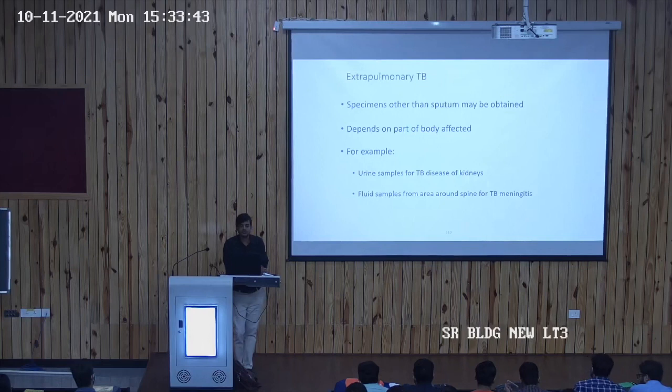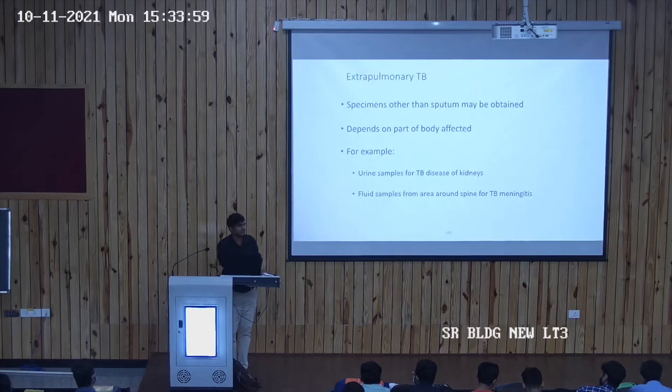Specimens other than sputum are used for extrapulmonary tuberculosis, depending upon which body part is affected. If you are looking for TB of the kidney, you will ask the patient to provide urine samples, three samples on three consecutive days, and that too early morning. The same concept: the concentration of the bacilli increases in the urinary bladder over the night. And fluid samples from the area surrounding the spine are taken for TB meningitis.